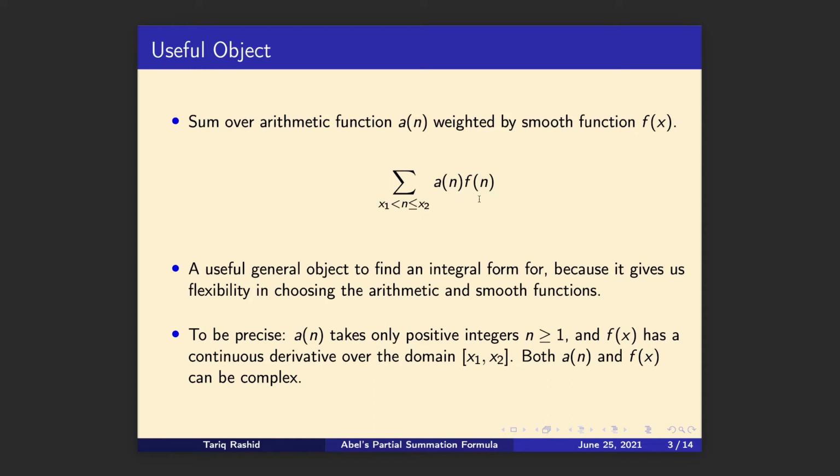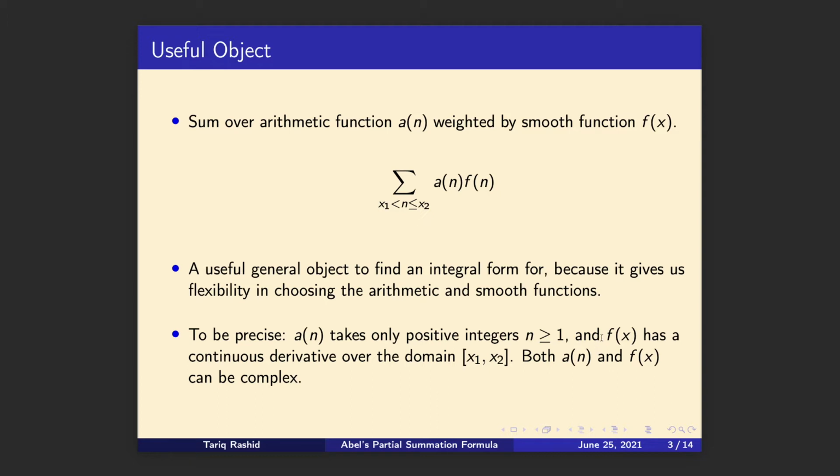So this is a fairly general expression, and it's general enough to give us lots of applicability, but it's not overly complicated, and it also gives us flexibility in choosing and experimenting with how we split the problem that we're thinking about into an arithmetic part and a smooth part. Just to be precise there, arithmetic means it only takes positive integers, n being 1, 2, 3 onwards. It doesn't take any other values as input.